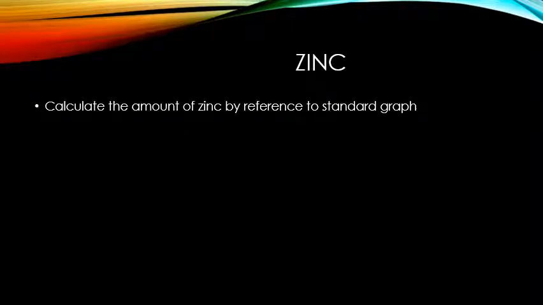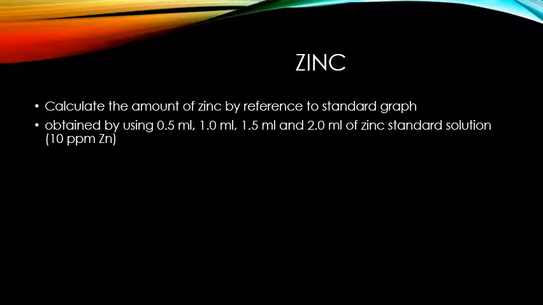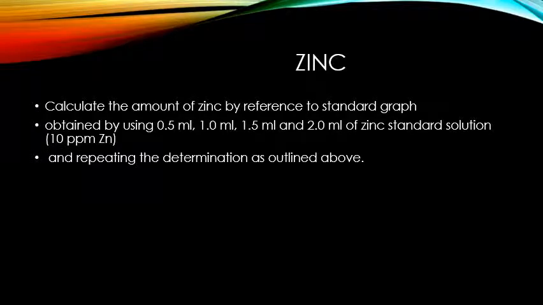The next assay is the zinc. Calculate the amount of zinc by reference to the standard graph obtained by using 0.5 ml, 1 ml, 1.5 ml and 2 ml of zinc standard solution, 10 ppm zinc, and repeating the determination as outlined above. We can plot the standard graph, and we can calculate the zinc by this graph.